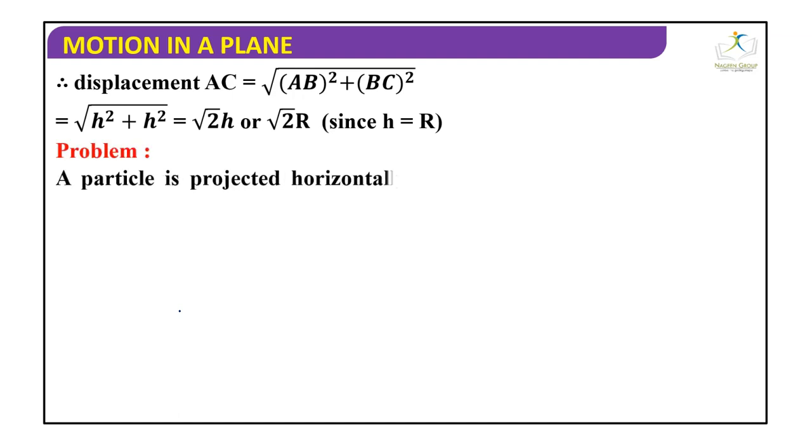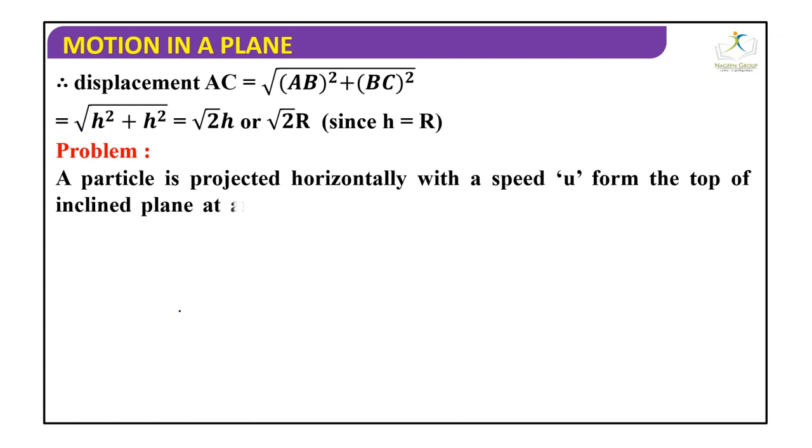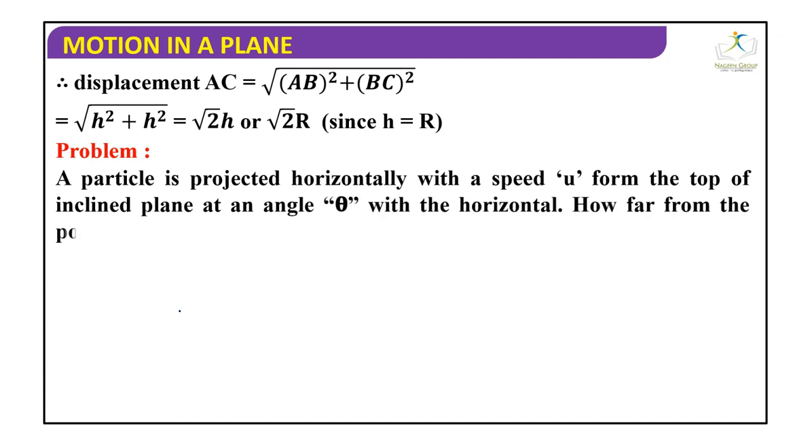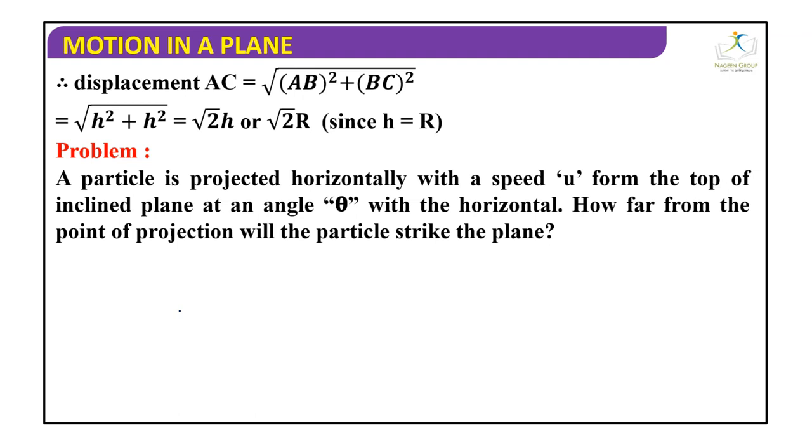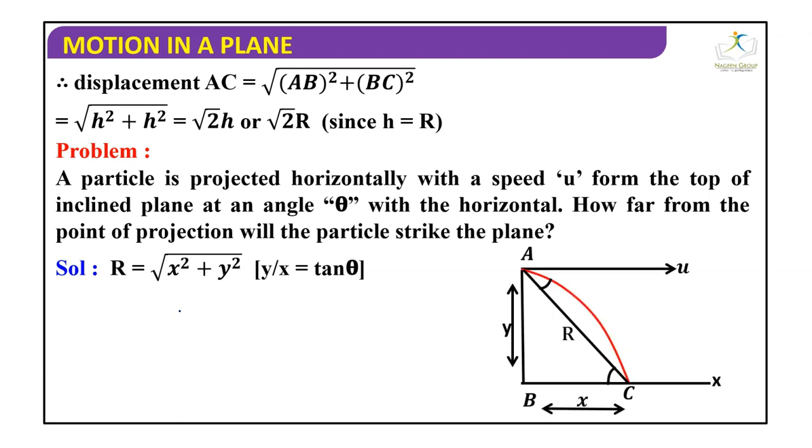So one problem I'm taking as a question: a particle is projected horizontally with the speed u from the top of an inclined plane making an angle theta with the horizontal. How far from the point of projection will the particle strike the plane? So we have to find the range. We know the range formula is the square root of x square plus y square. What are x and y? These are the plane's coordinate axes. So y by x is equal to tan theta, that is, y is equal to x tan theta.